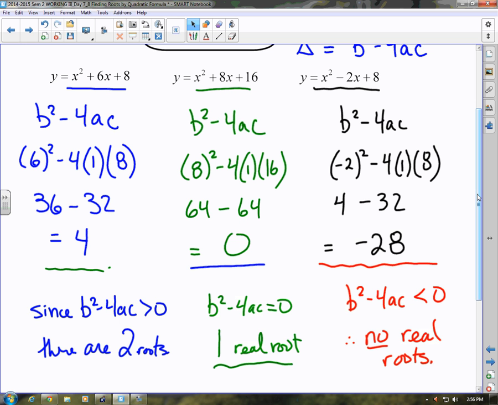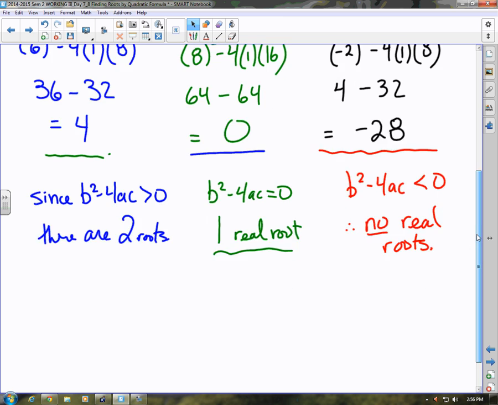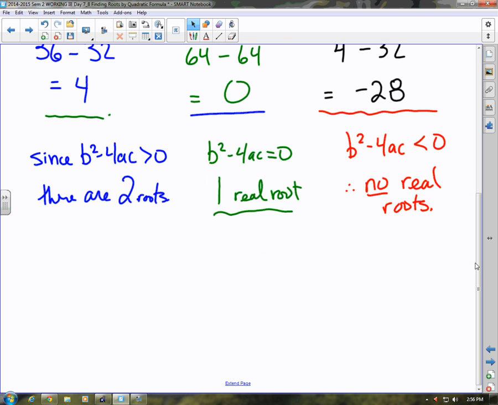Okay? Now, underneath here, I added a word. The first time I said, well, since b squared minus 4ac is greater than 0, there are 2 roots. Well, technically speaking, because a quadratic has an exponent of 2, there are always 2 roots. The question is, what's the nature of those roots? Right? That was the title of our lesson.